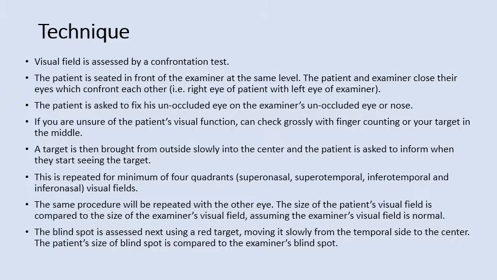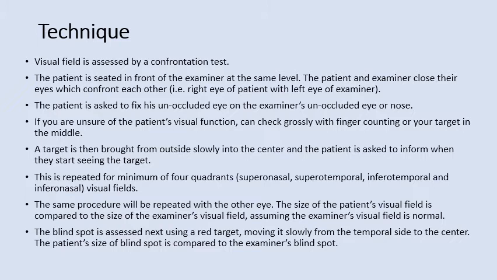In the case that you are unsure of the patient's visual function and visual acuity, first of all, you would like to check grossly how well the patient can see, at least whether they can see your target. So you can check grossly with finger counting at the center, or your target in the middle of the field first. The target is then brought from the outside, from the area that cannot be seen by you and the patient, slowly into the center of the visual field, so that both of you will be able to see if both of your visual fields are normal.